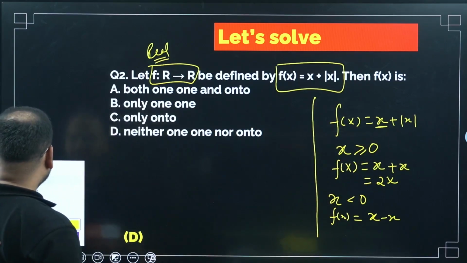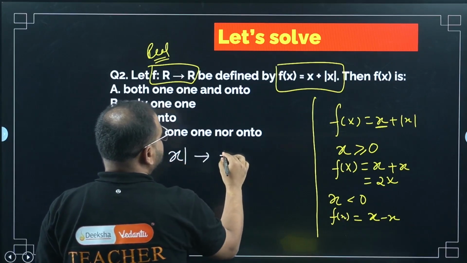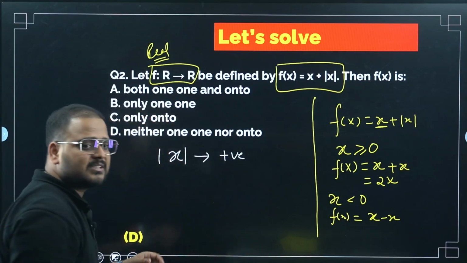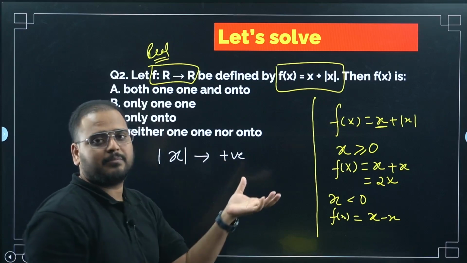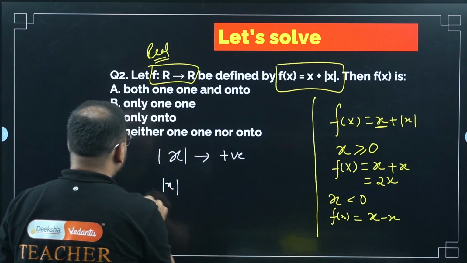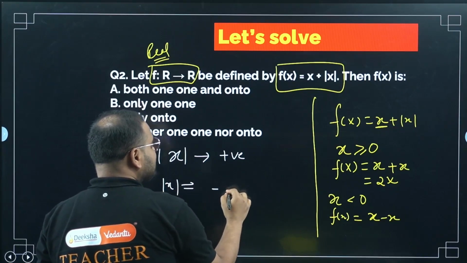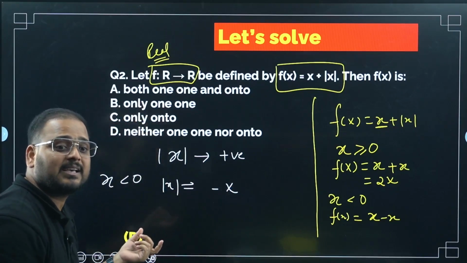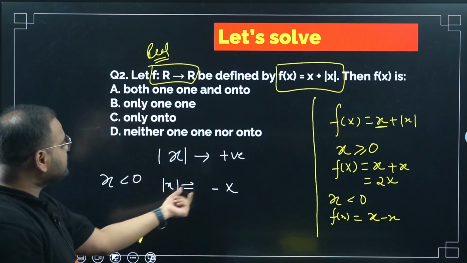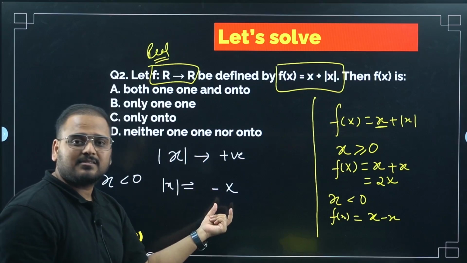A lot of people have this confusion. Sir, you said mod x means always positive. Very good. Then why are you saying that mod x is minus x when x is negative? Why is mod x minus x, sir? You said mod x means always positive, then why when x is negative are we taking it as minus x?